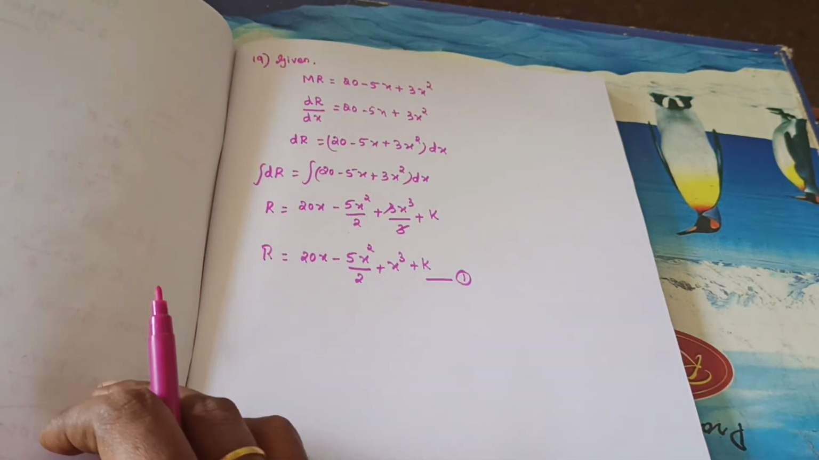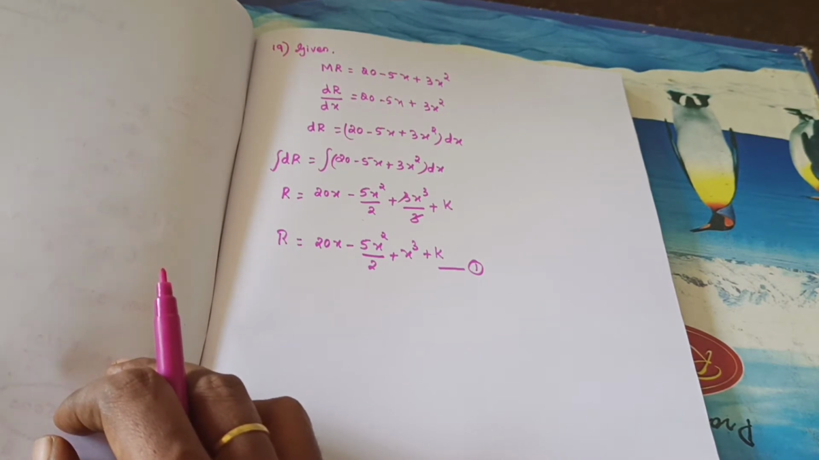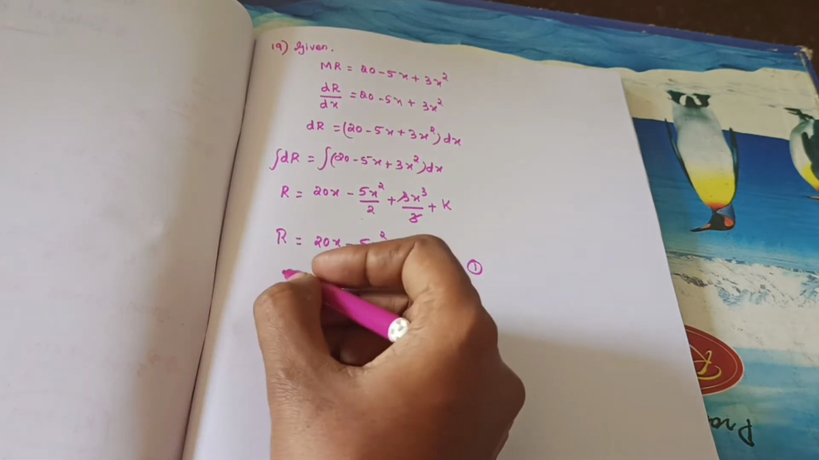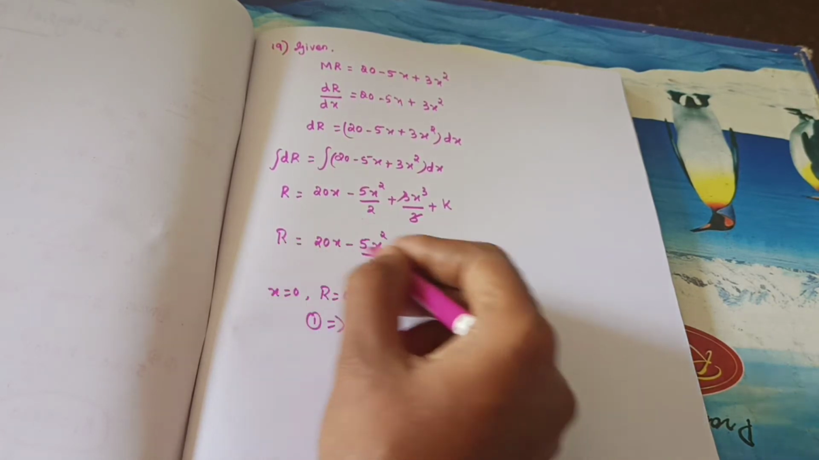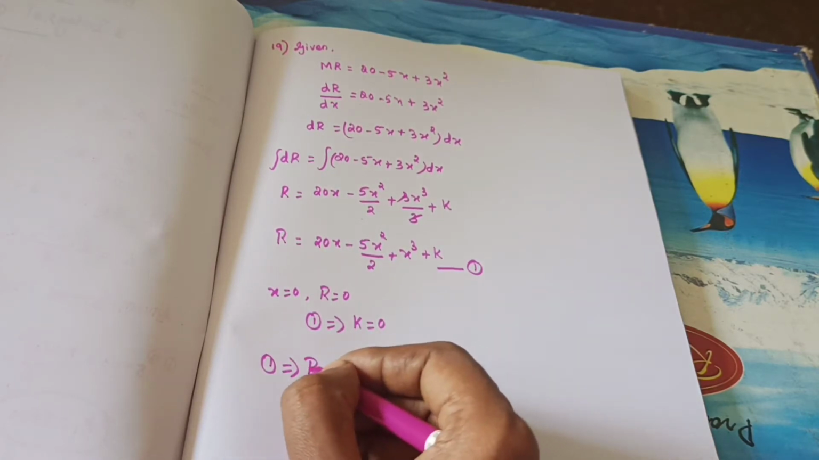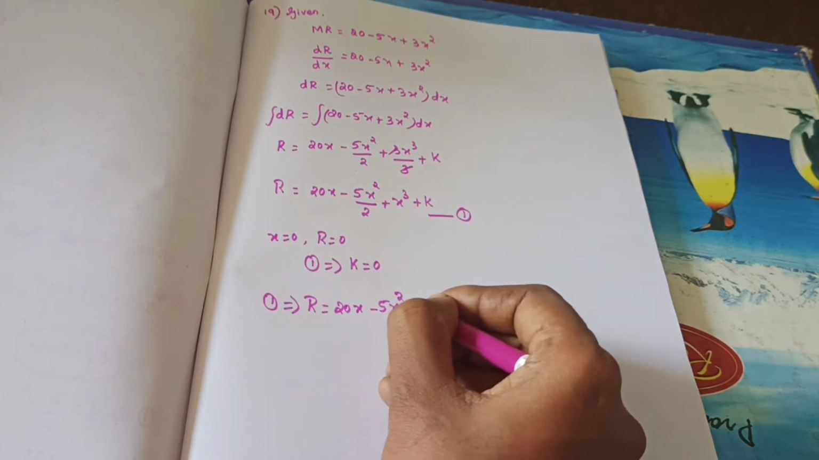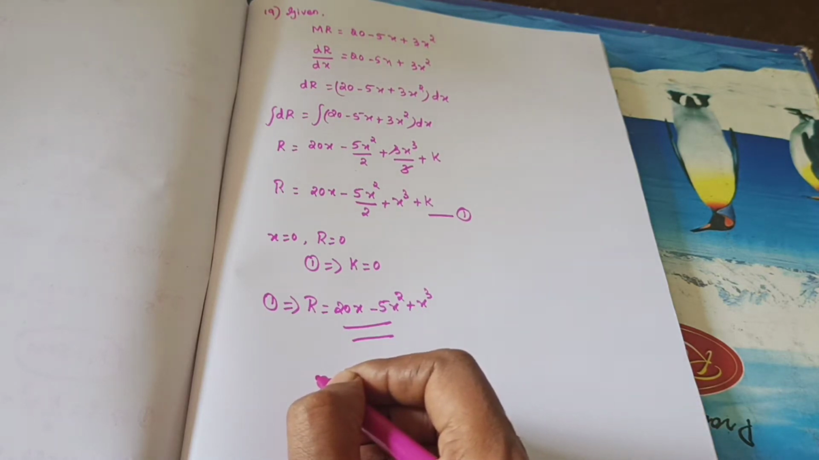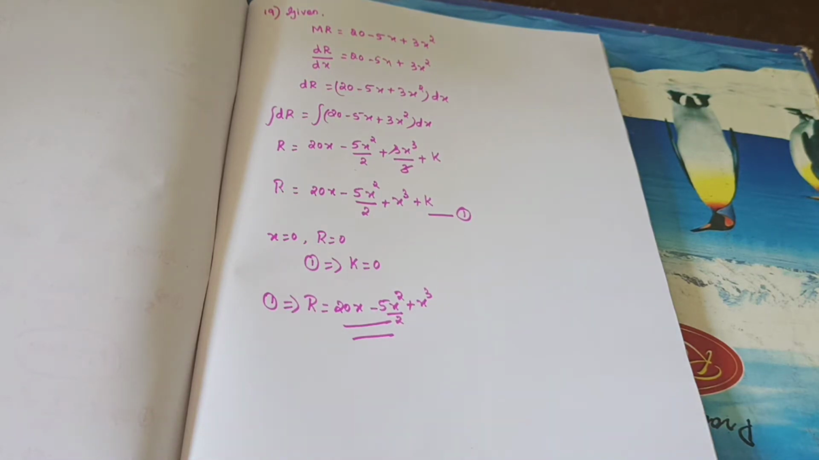So we need to find the total revenue function. For that, for k, what will you apply? For x you will apply the value. So x is equal to 0, R also 0. Equation 1 implies if you apply 0, k equals 0. Now apply k equal to 0 in equation number 1. R equals 20x minus 5x square by 2 plus x cube. This is our answer. Understand, students?